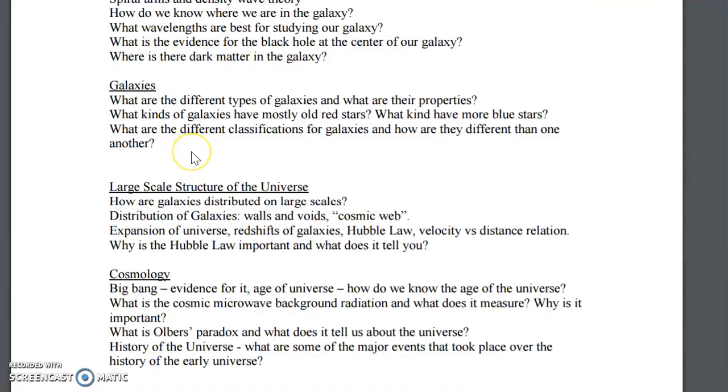Other galaxies, there are other types of galaxies that we study in the course. There are spirals, ellipticals, or irregulars. Know about the different properties of them, which ones have old red stars, more blue stars. We did a lab based on this, so you should have that down pretty well. Know about the different classifications, barred versus normal spiral, irregulars, ellipticals, just the basic classifications is fine.